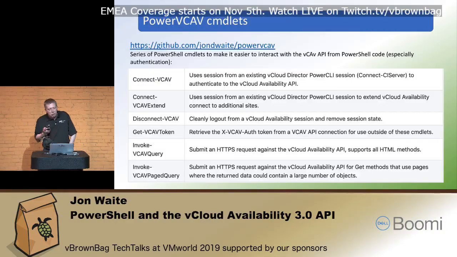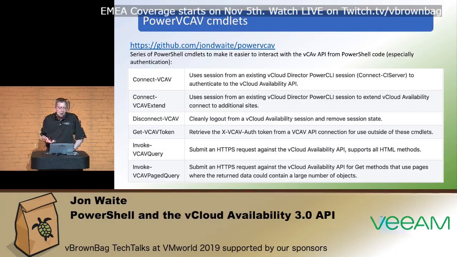So what have I done? I've released a PowerShell module at that URI. It's called PowerVCAV, just because I had to call it something, and it works with PowerCLI, so it made sense. And it's very limited. It's got these 6 commandlets, but they are designed to enable you to consume the vCAV API from a PowerShell script really easily and not have to worry too much about the authentication side of it. And it's particularly the authentication side that's quite problematic.